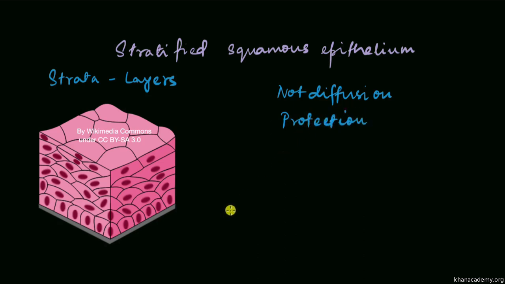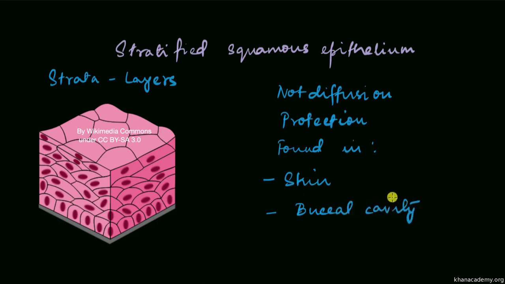And even if, let's say, one or two layers from the top are peeled off somehow because of some mechanical stress or some kind of chemicals, the bottom layers are still there to protect the tissue beneath. So now can you guess where this kind of epithelium is found? It's found in the skin and also other areas such as the buccal cavity. That is the surface inside your mouth.